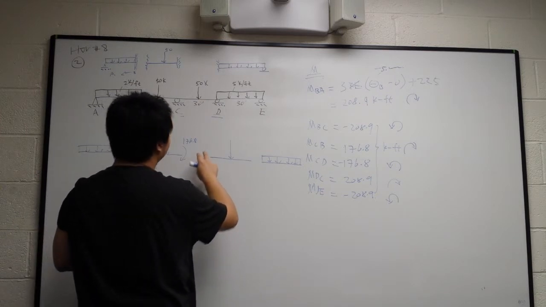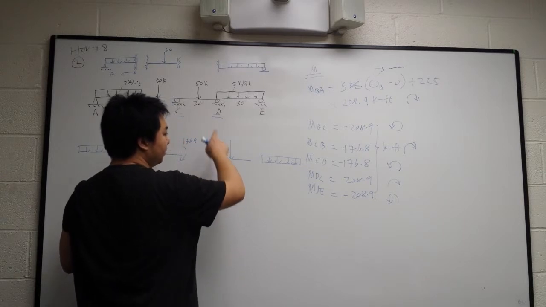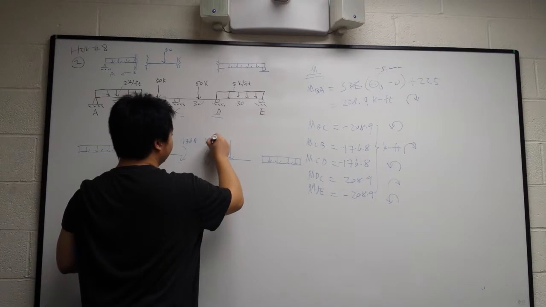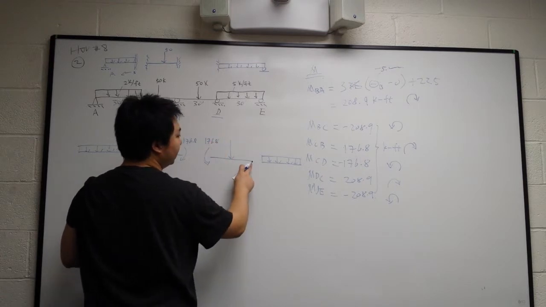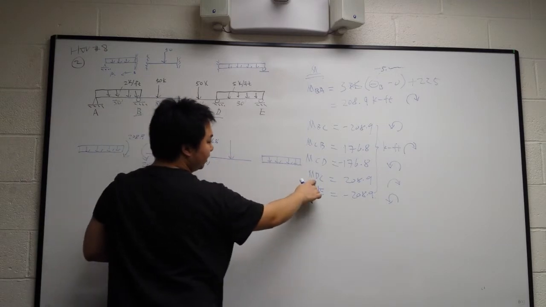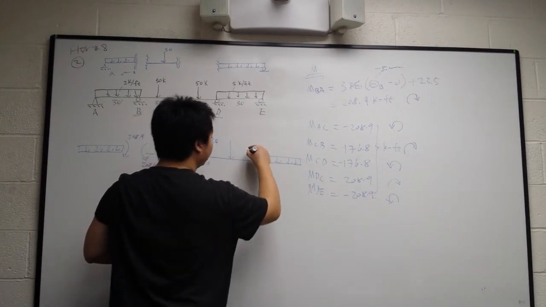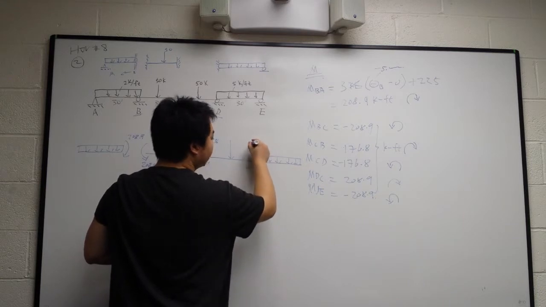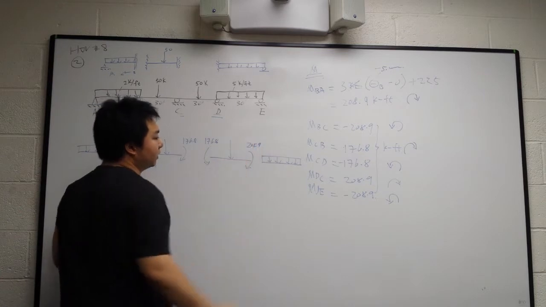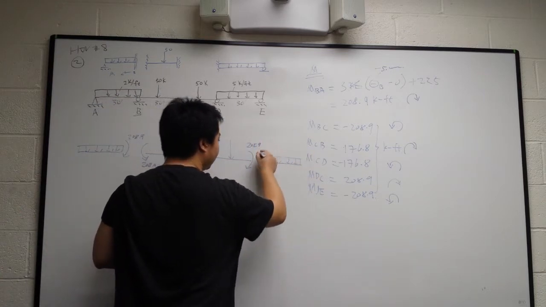This one's C to D, C to D. Think that way. 176.8. And this one is D to C, turn that way, so it's going to be this way. 19. And for DE, you're going to turn it this way.